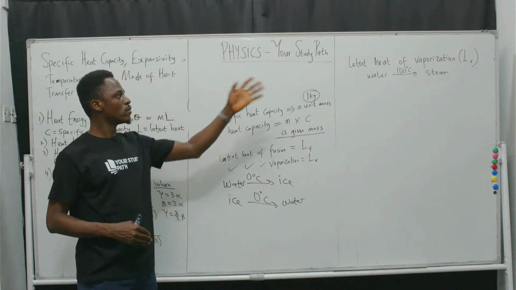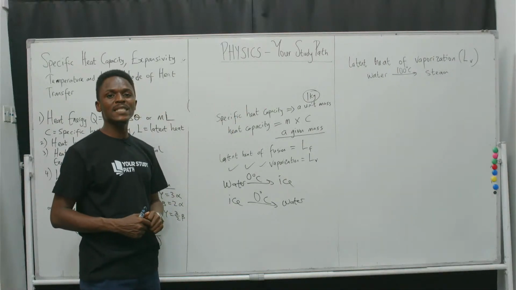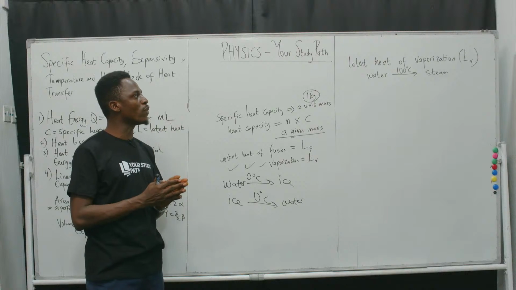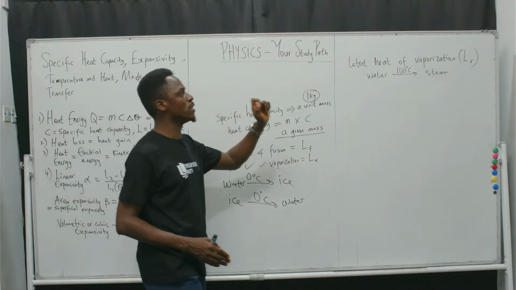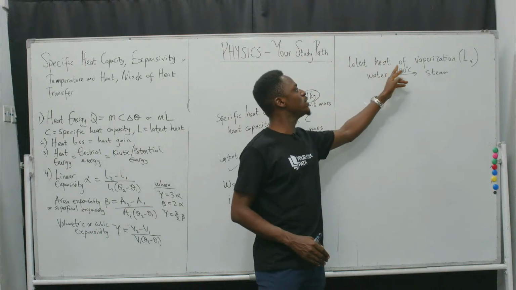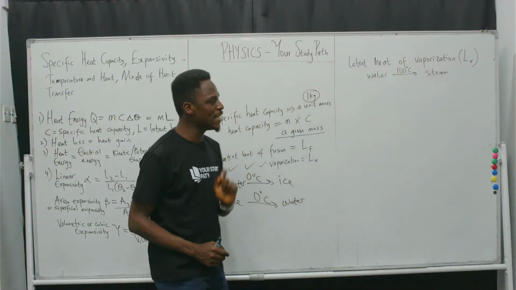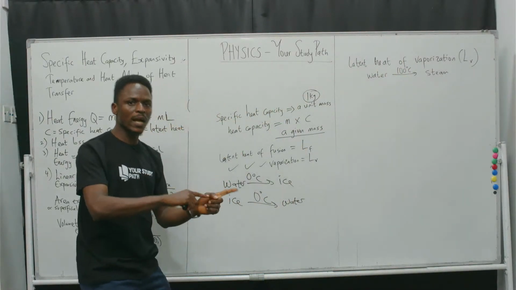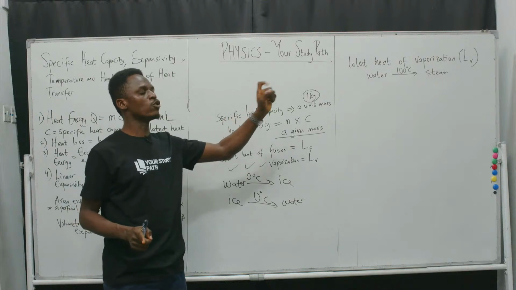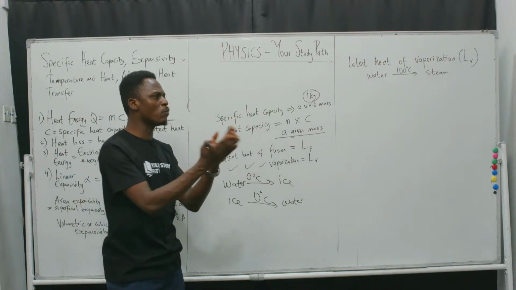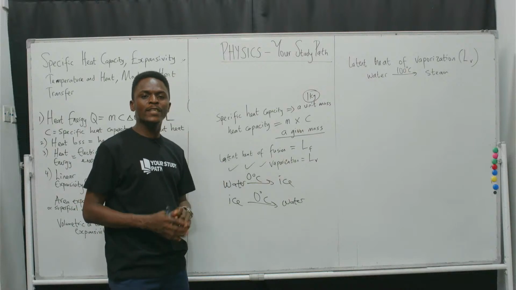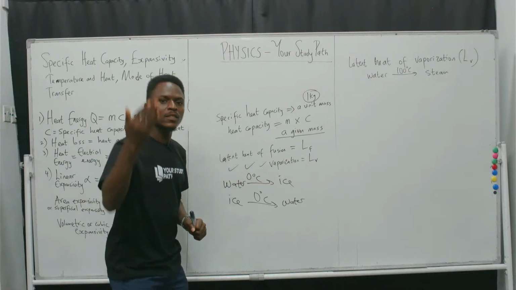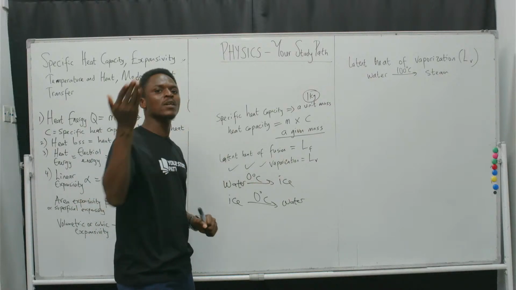So in that instance, when a substance is converted from its liquid state to its gaseous state, we say that latent heat of vaporization is needed. Water to steam, latent heat of vaporization. So it means that when you are boiling your water, the water keeps on boiling and you have some amount of heat changing into steam continually.